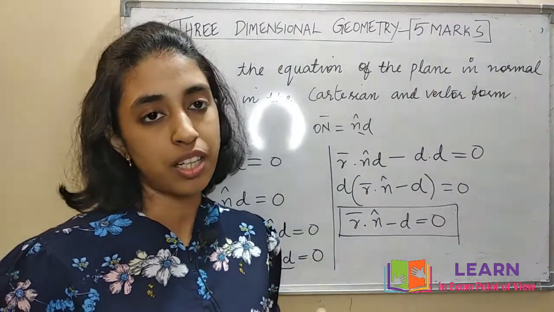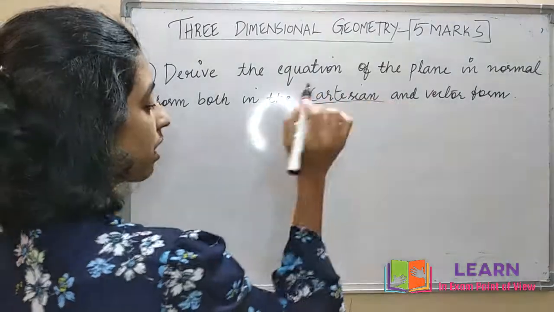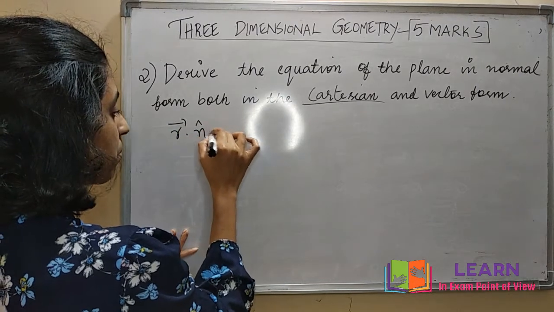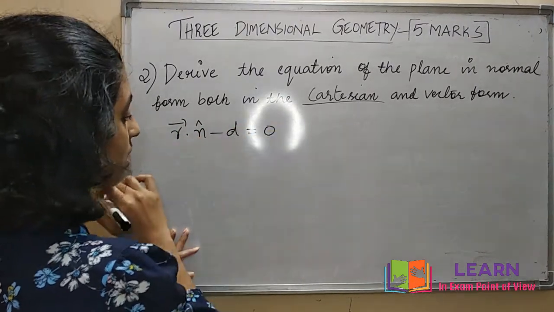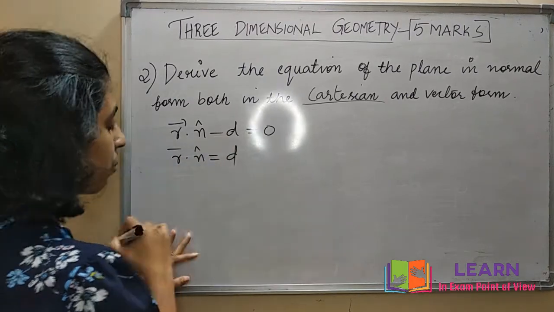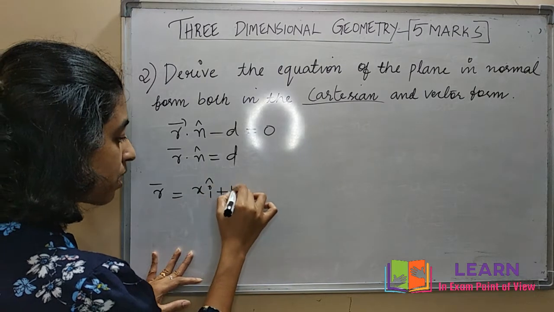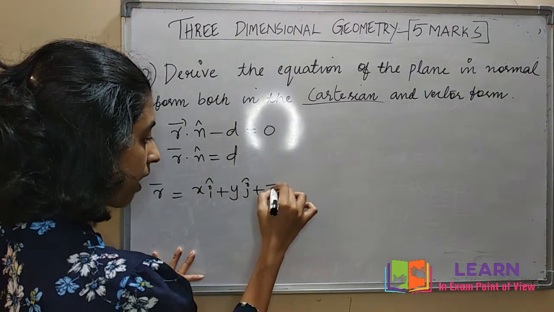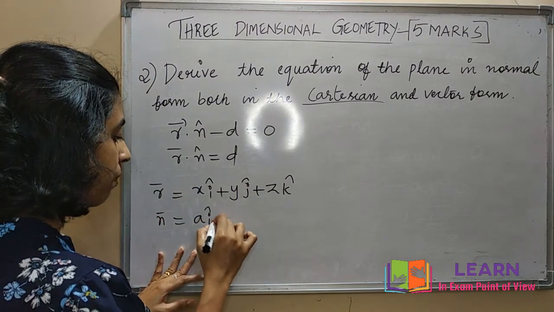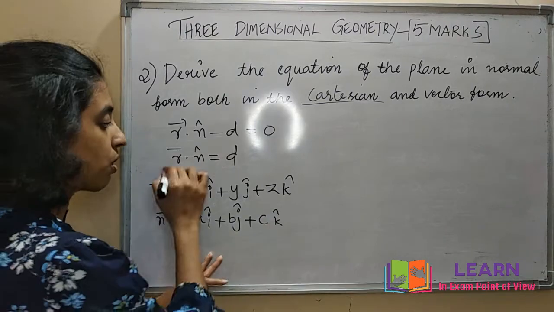Now we have to find the Cartesian form. We got r dot n cap minus d equal to 0 as the vector form, that is, r dot n cap equals d. Substitute r as xi plus yj plus zk, and n as ai plus bj plus ck, in this equation.